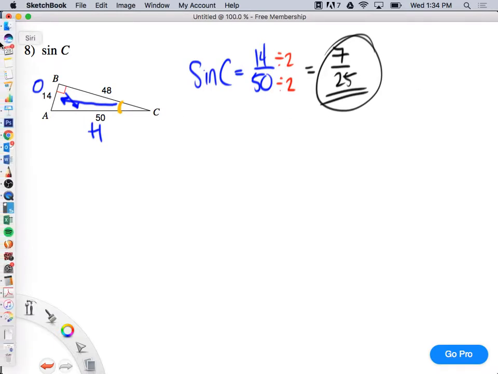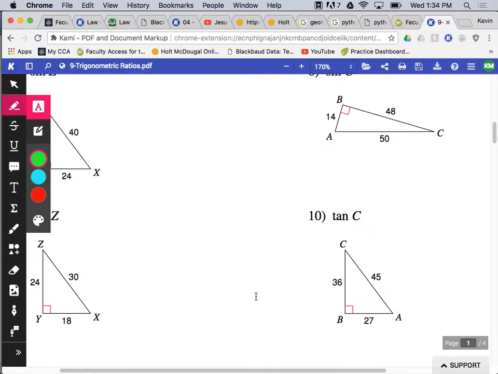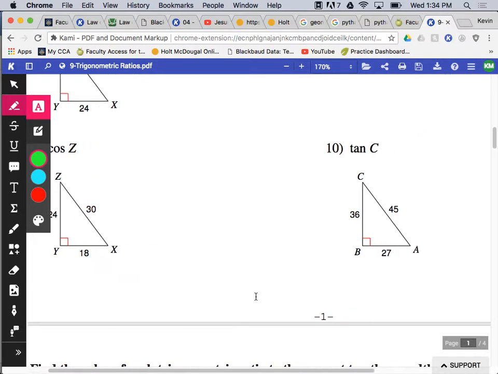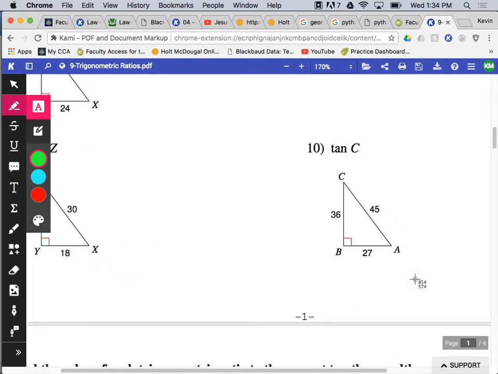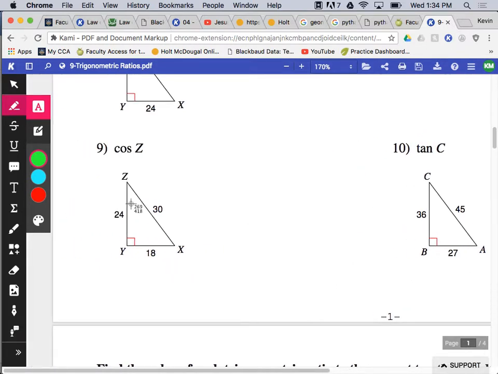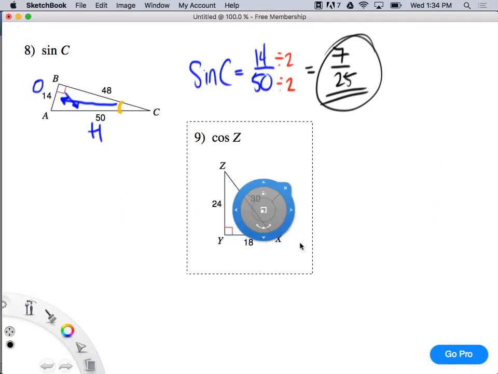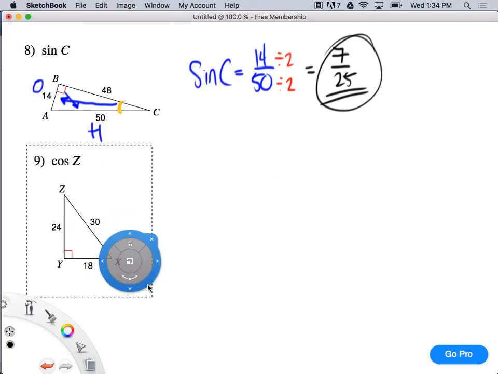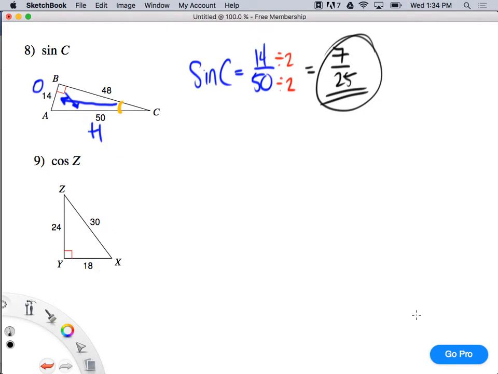All right, now you still have your worksheet. So go ahead and do number 9. If you've already done it, great, you can just hang out. But if not, then do number 9 now. 9 is the cosine of Z. See if you can do that on your own.